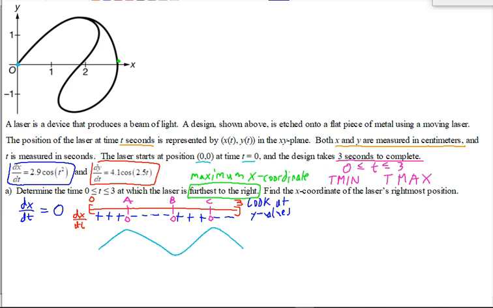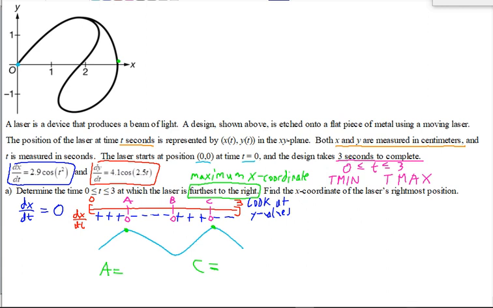So if we're looking for the furthest to the right, the maximum x-coordinate, in this case, notice there's two possible places. It could be at A or at C. So let's go ahead and find both of those using our calculator, using the zeros on there. We don't need to find B here, though, because that would be a potential minimum along with the endpoints.